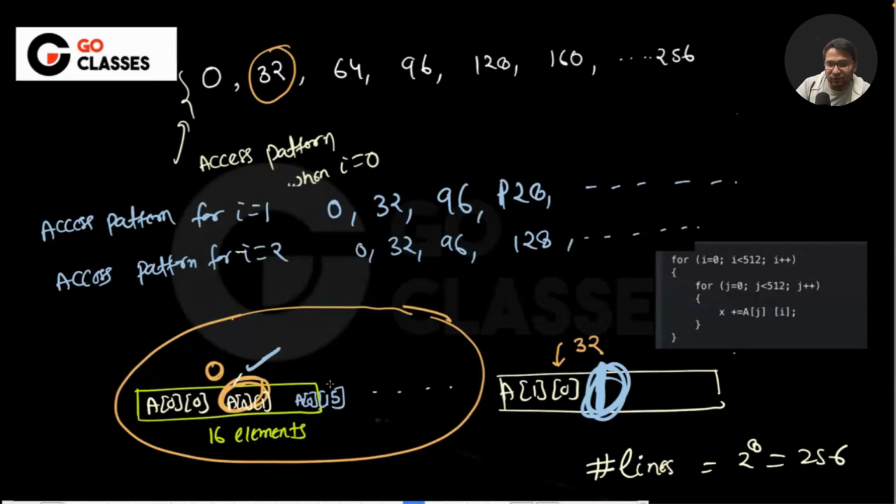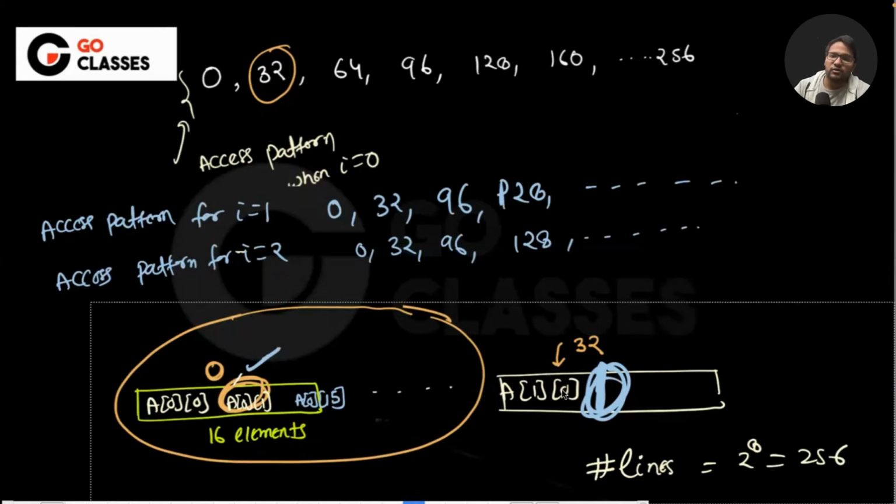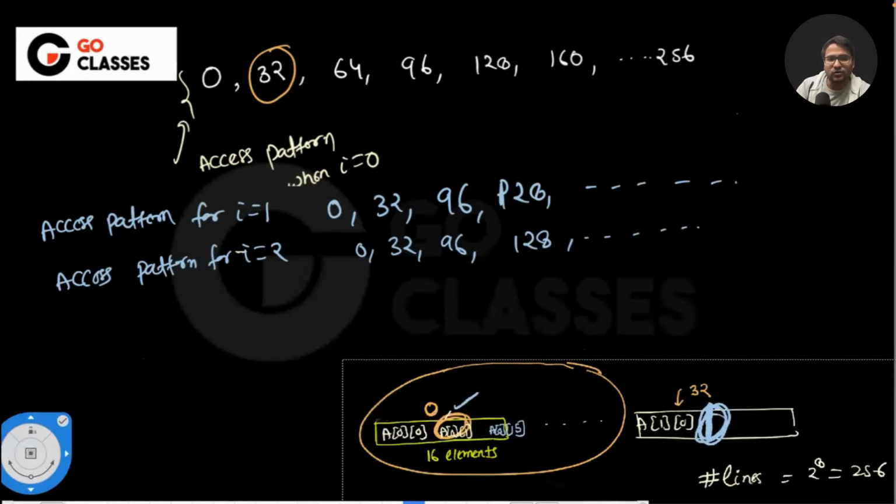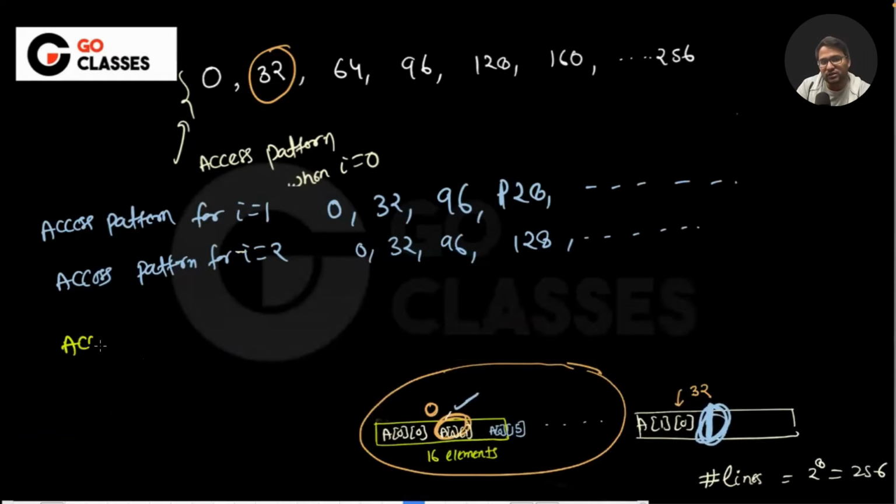Because this is 0, 15, from 0 to 15 it will be the same as for I equal to 0. The moment I is 16, it will be different, right? So can you tell me the access pattern for I equal to 16? It will be block number 1, then plus 32, plus 32.